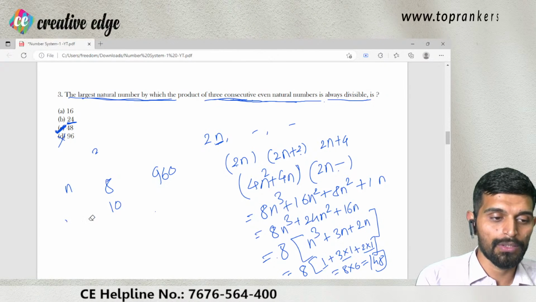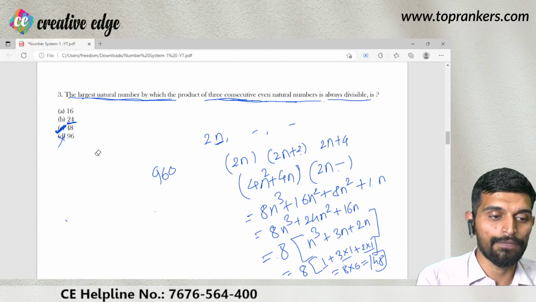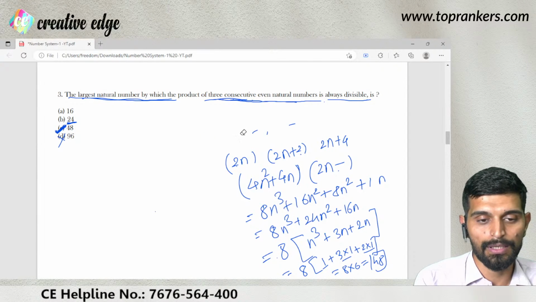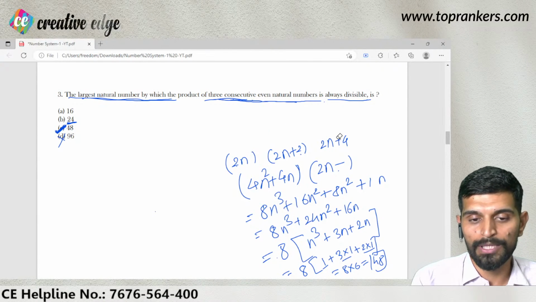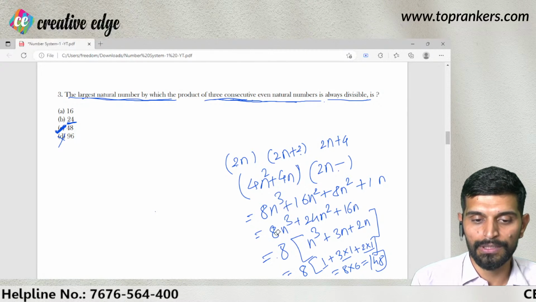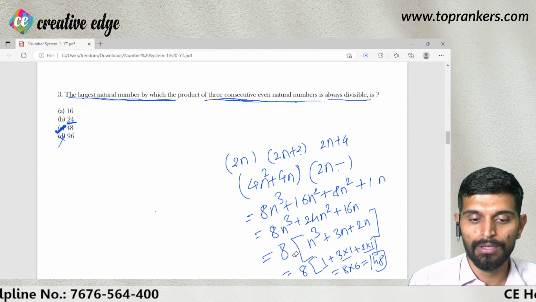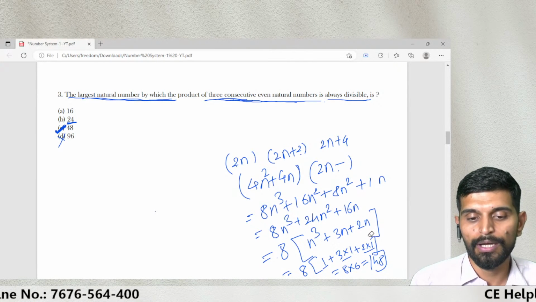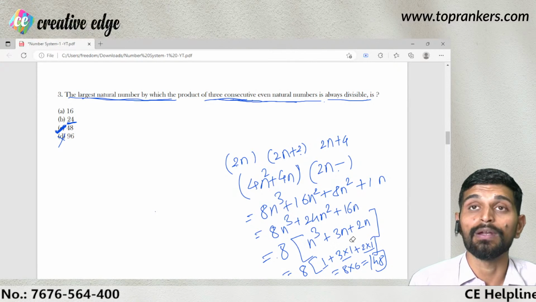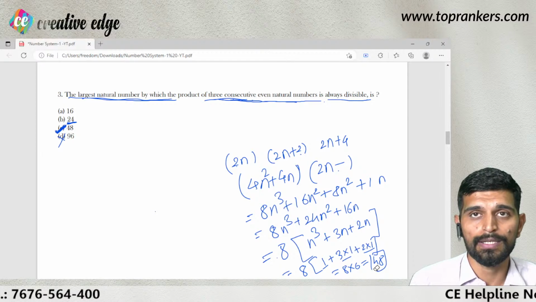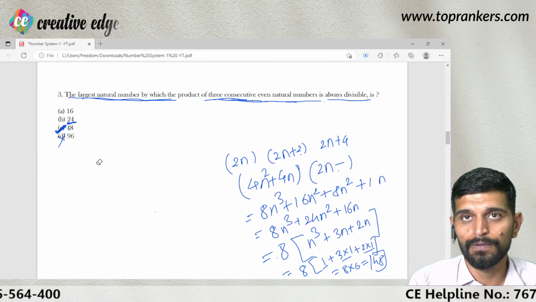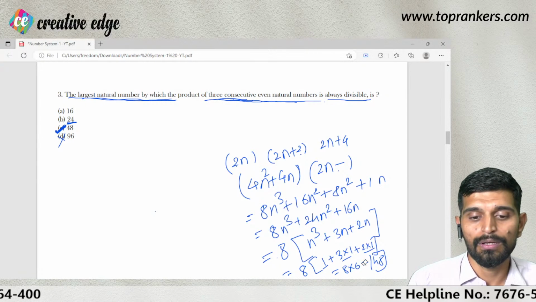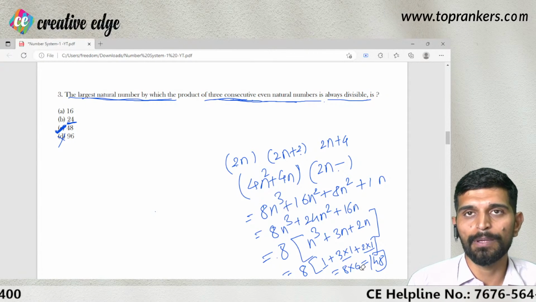So whenever you have three consecutive natural even numbers, that will be 2n, 2n plus 2, 2n plus 4. So the product of the three will be this one. Take 8 common and then put the minimum value of n. That will give you 48 as the minimum value. So every next number will be a multiple of 1. Hence, every number will be divisible by 48.